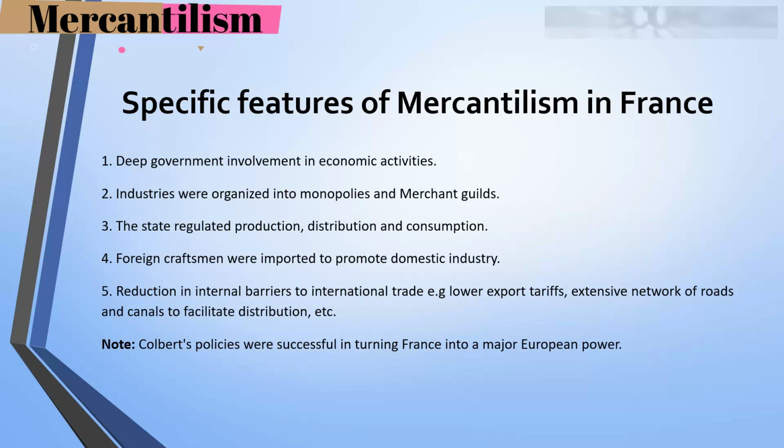So number one, he proposed deep government involvement in economic activities, and that happened. Then industries were organized into monopolies and merchant guilds. So industries were monopolized, like they had government backing. They were government-backed monopolies. So the manufacturing industries then were government-backed monopolies. Government gave them a lot of support to make them stand alone. Then you have merchant guilds, like different associations of merchants.